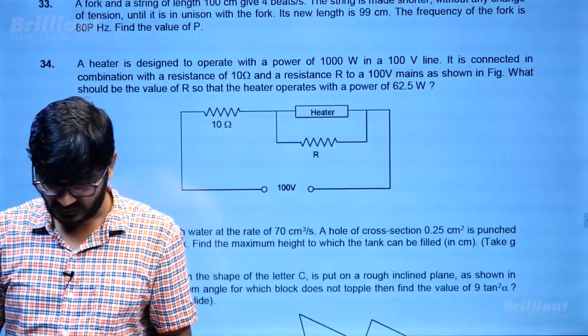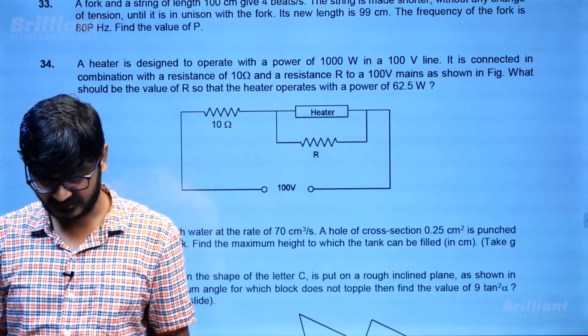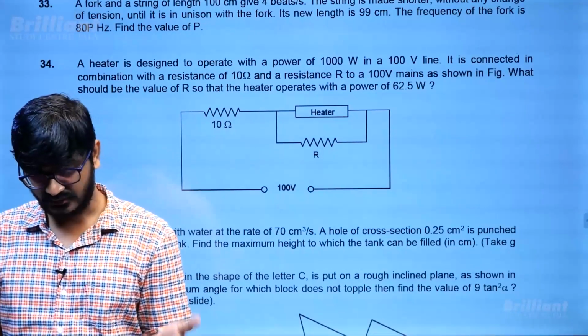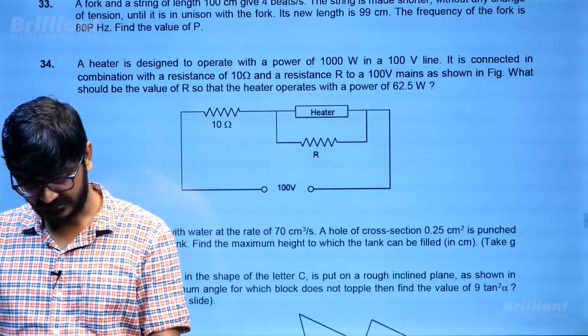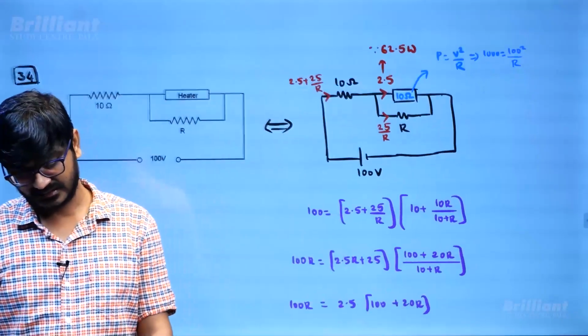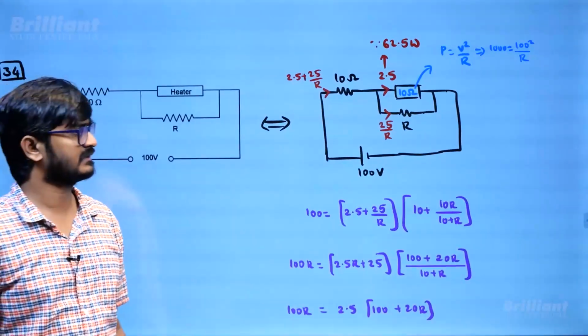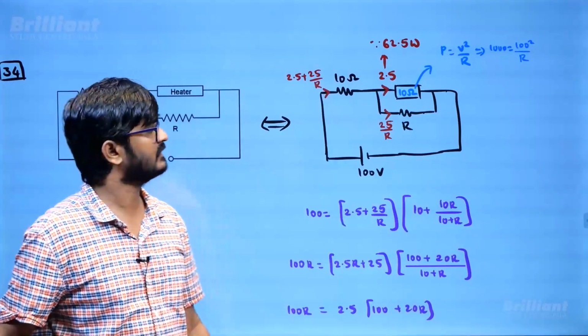The heater is designed to operate with a power of 100 watt in a 100 volt line. It is connected in combination with the resistance and so on. Now when the heater is operating at 62.5, what should be the value of R placed, right? And AC or DC doesn't matter here because all are resistors, so it works the same way, right? So I just have taken DC as an example.